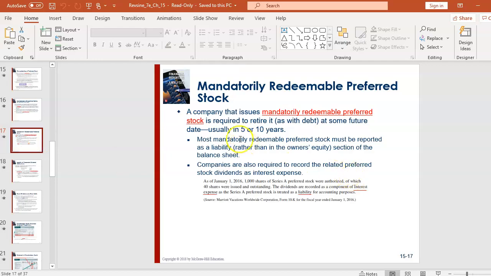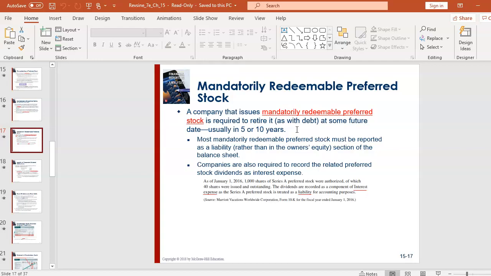You can also issue preferreds that are called mandatorily redeemable preferreds. So preferreds are typically either redeemable or non-redeemable. And if they're mandatorily redeemable, then they kind of look like debt. And we talked about that in last week's chapter. So the challenge with these is we have to report these as a liability. So that's something that's new.